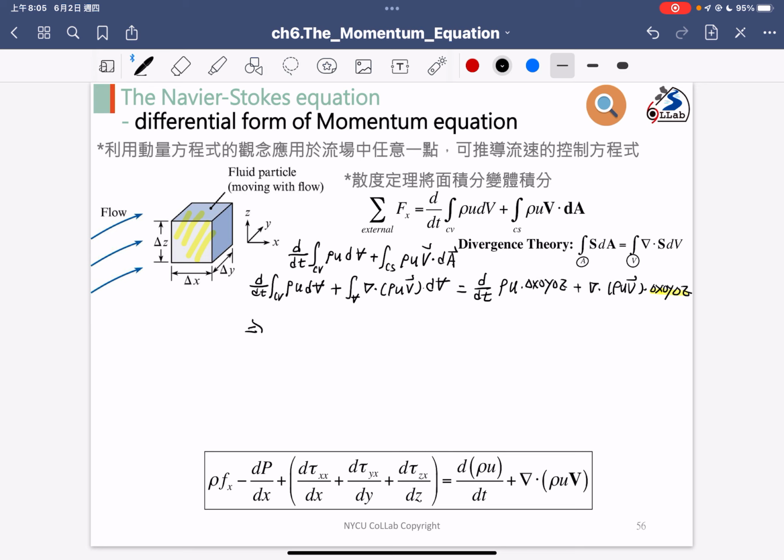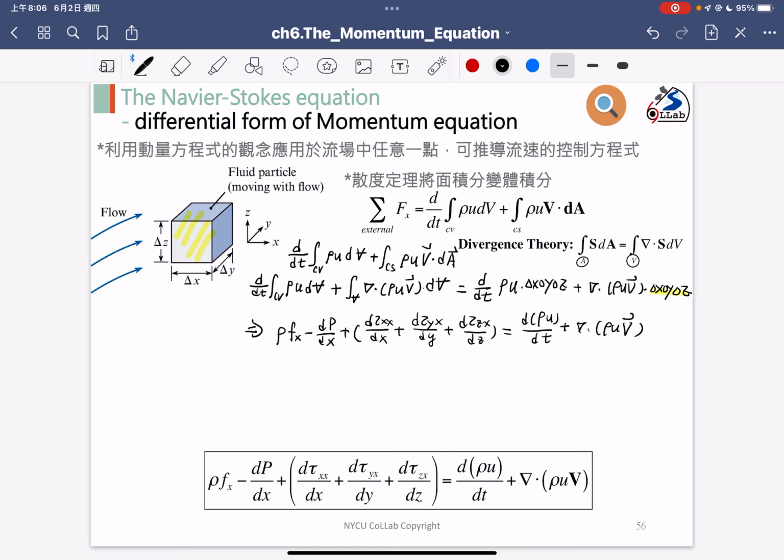So the momentum equation for the small cube fluid particle will rearrange to be the body force minus the dp/dx, plus the dτxx/dx, plus the dτyx/dy, and plus the dτzx/dz will equal to the d(ρu)/dt, plus the divergence of the ρuV vector.